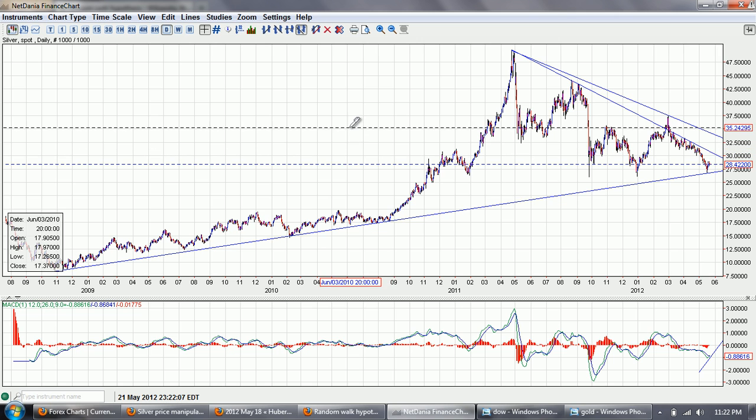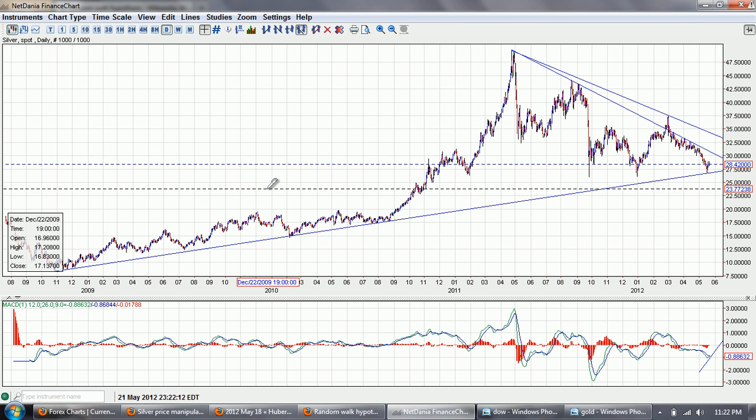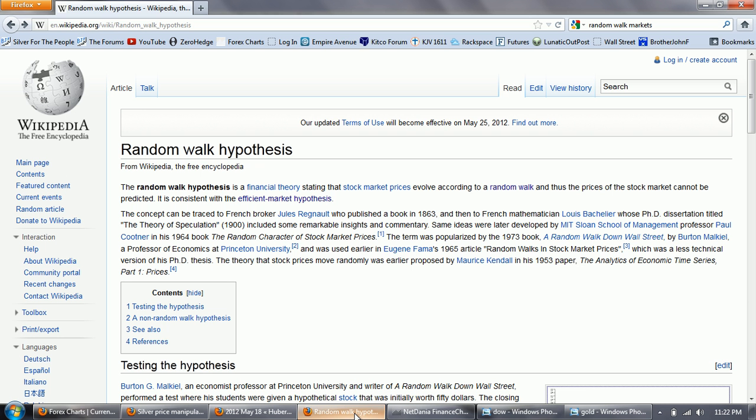Now I wanted to address the main topic of the night, and that's going to be the random walk theory. We're going to go into that with some other charts, but I just wanted to cover that theory, explain to you how it works. There's a couple of ideas here. This is from Wikipedia. The random walk hypothesis is a financial theory stating that stock market prices, and that could be other markets as well, but specifically it was about stock market prices, evolve according to a random walk, and thus the prices of the stock market cannot be predicted.